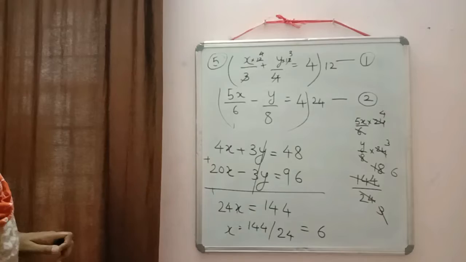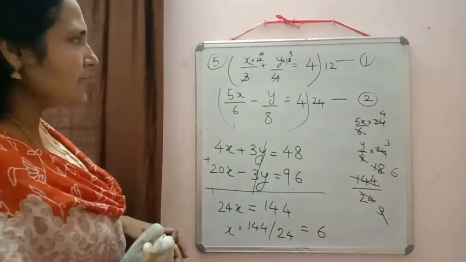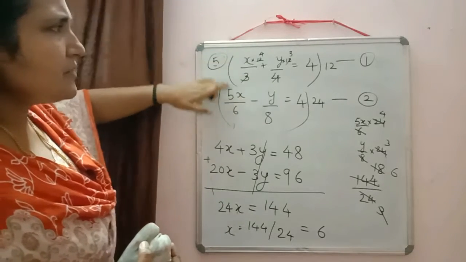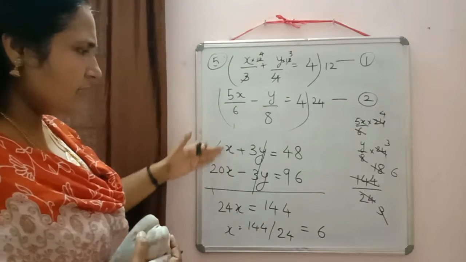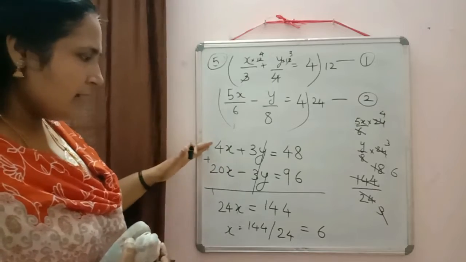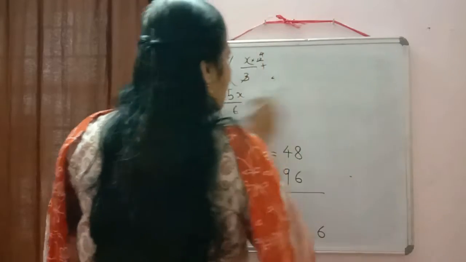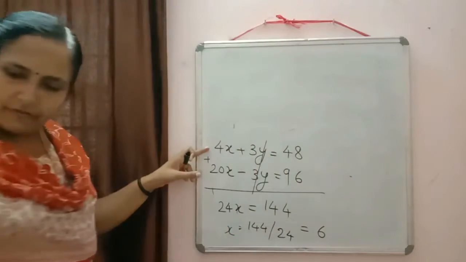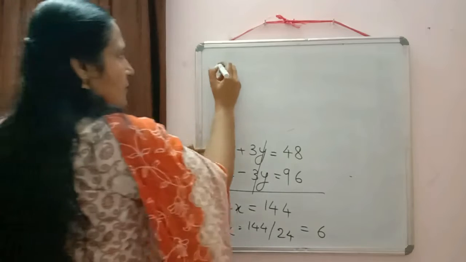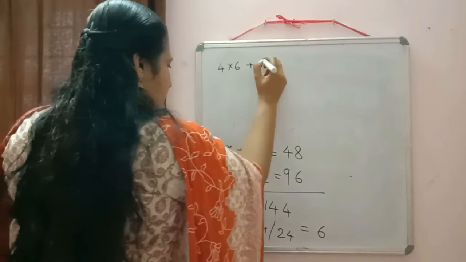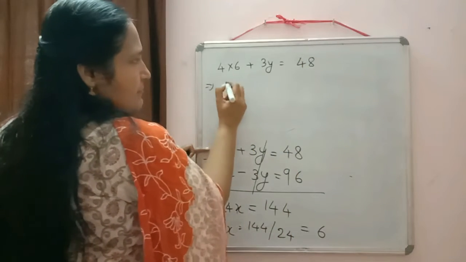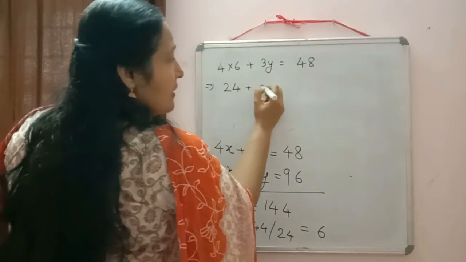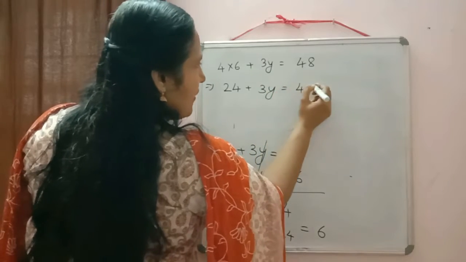Now x is equal to 6, we have to substitute somewhere. Again, if you substitute in fractions, it will be difficult for you. So we can substitute the value of x in any of the equations. Suppose we are substituting in the first equation, 4x plus 3y. So 4 into 6 plus 3y is equal to 48. 4 into 6 will be equal to 24 plus 3y is equal to 48.